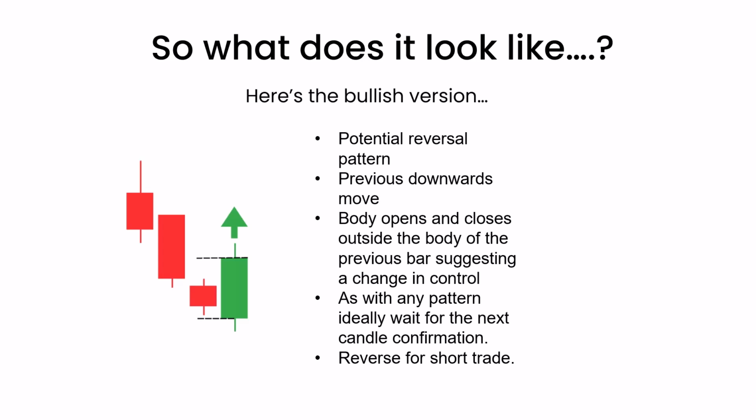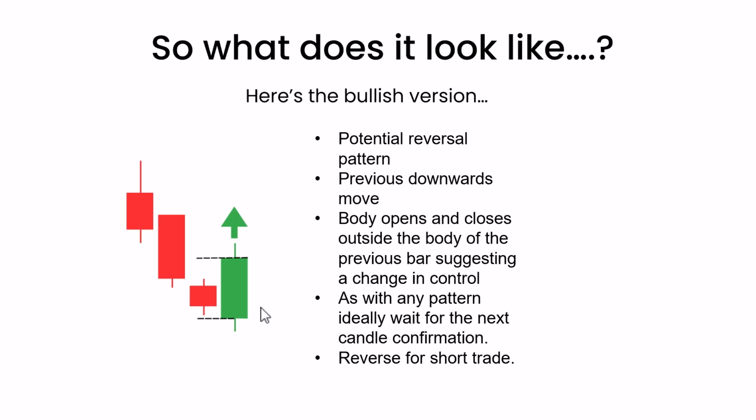So let's start by looking at what this engulfing pattern looks like. And here's the bullish version. So we've got a potential reversal pattern that's formed at the end of a trend. In this case, we've got a previous down move, and you can see there we've got 2 or 3 candles involved in that last leg of that downwards move. And then we have this bullish candle here, whose body engulfs the body of this last bearish candle. What this does is it suggests a change in control.